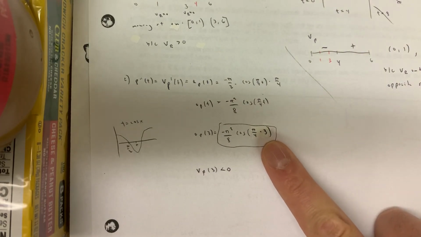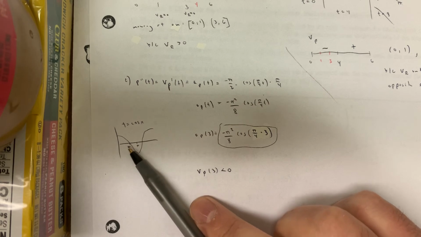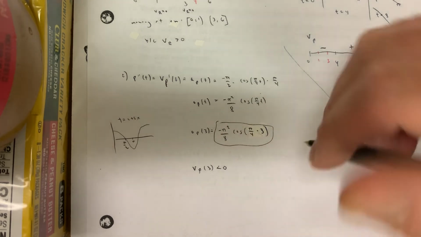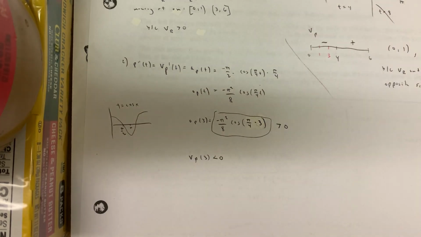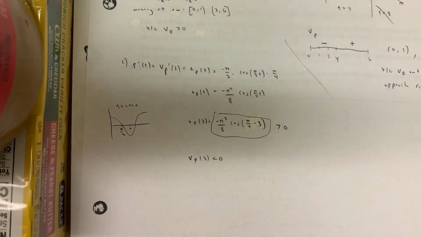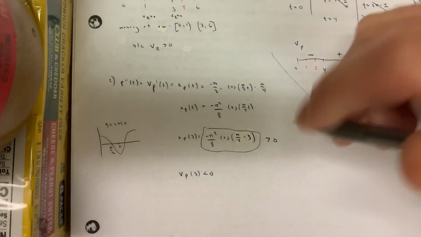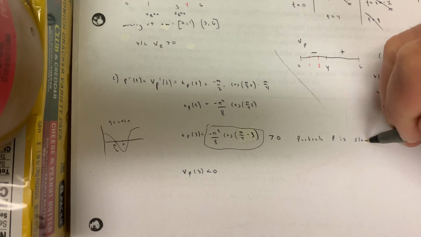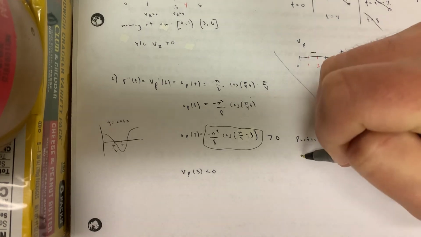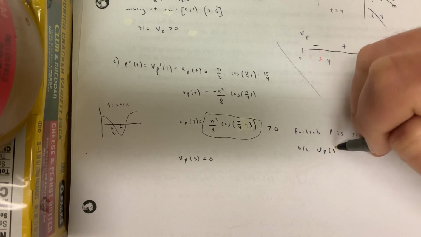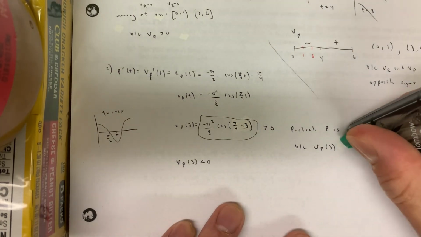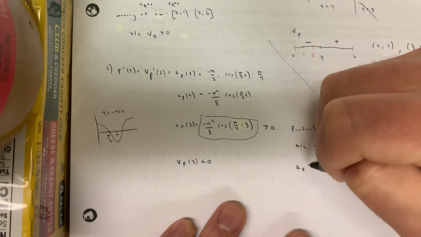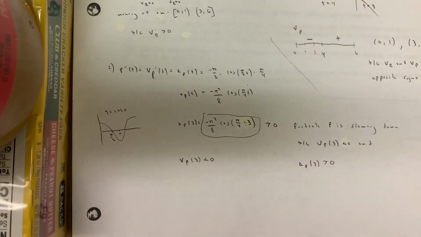Pi over 4 times 3, that's 3/4 pi. 3/4 pi is going to be in between 1/2 pi and 1 pi. So it's actually going to be negative right here. So this value is negative, but you're multiplying it by a negative. A negative times a negative is a positive, okay? And thus we know if acceleration is positive and velocity is negative, the particle is slowing down. So particle P is slowing down because we know that v sub p of 3 is less than 0 and a sub p of 3 is greater than 0. Okay, so that'll actually do it right there.